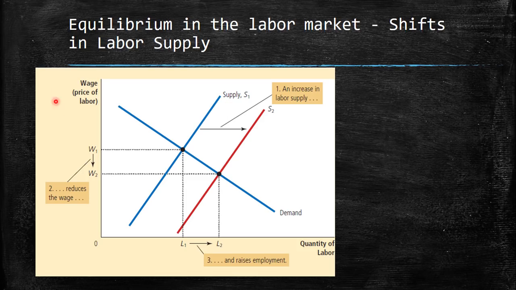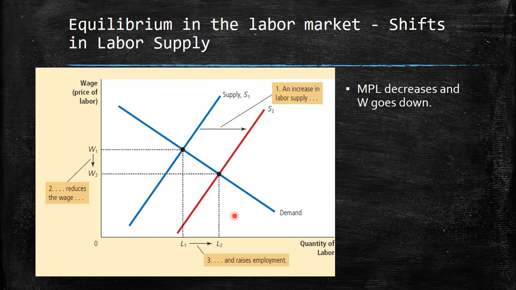So here we have examples that we discussed before. Here we have the wage and the quantity of labor. This is L1, W1. Those are the equilibrium characteristics of this market. And then when we have an increase in labor supply, so imagine more women are in the market, or we have an immigration wave, then naturally the result will be a reduction in wages and a rise in employment, right?